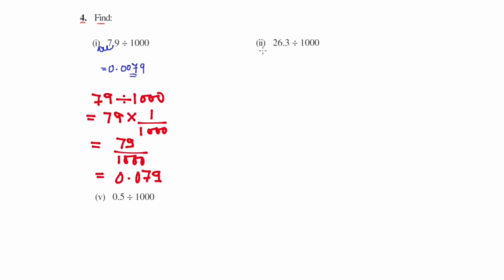So now let's see the second part. Now in the second part, as you can see, we have 3 zeros. So we have to move this decimal towards the right side as many places as there are zeros. So 1, 2 and 3. The third place will be filled up by 0. So the answer for this part will be 0.0263. Easy? Yes.